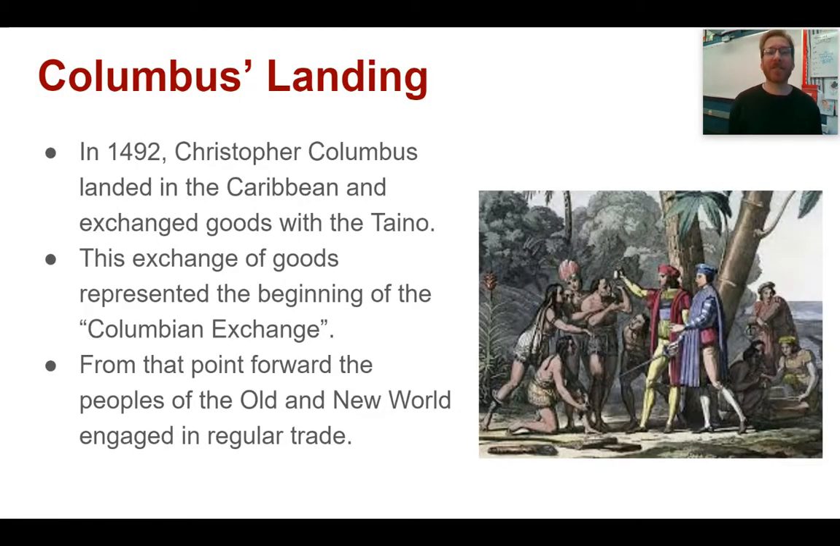Now, Columbus's landing. Let's backtrack right to that moment in 1492 when Columbus sailed the ocean blue and then landed in the Caribbean. Once he landed, he met a group of people known as the Taino, and there was an exchange of goods. This represents the beginning of trade between the Old and New Worlds. This lesson is about an element of that exchange of goods known as the Columbian Exchange, because from this point forward, there is going to be a lot of trade between the Old and New Worlds.